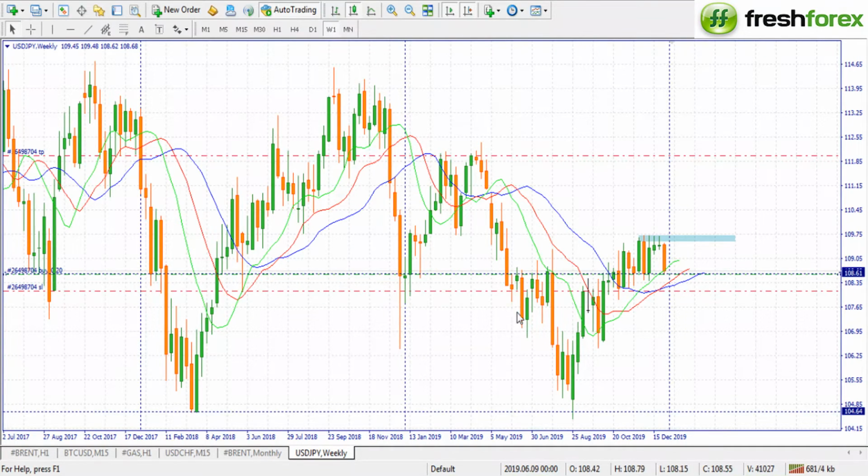This should be the support. If the price breaks and closes below 108.61, then expect it to proceed down to 104.64, this level here.